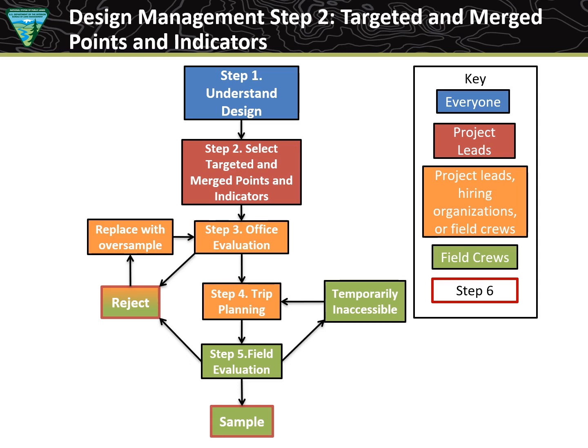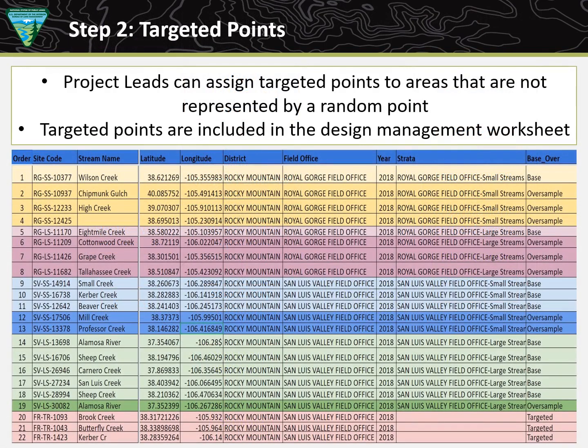The next step in managing a design is selecting targeted and merged points and indicators. This is commonly done by the project lead, who usually works for the BLM. By looking at the array of base points within their sample design in the Design Management Worksheet, project leads can decide if they would like additional monitoring done in places that are not represented by a random point. These points, called targeted points, will then be added to the overall sample design and included in the Design Management Worksheet.